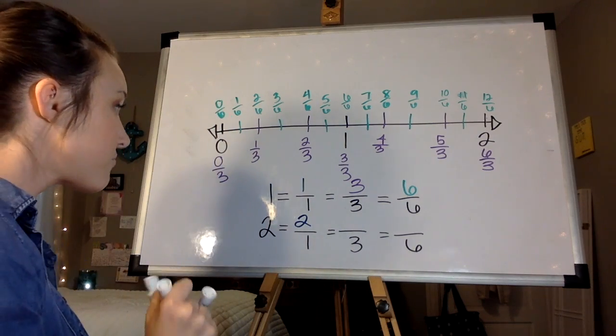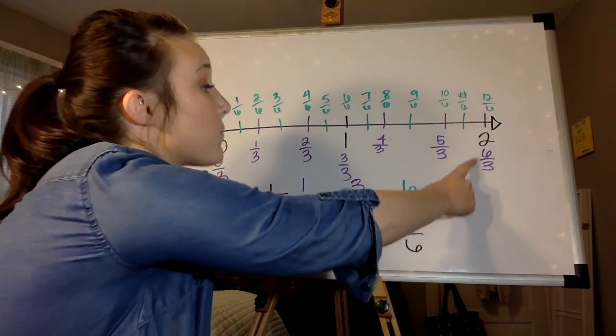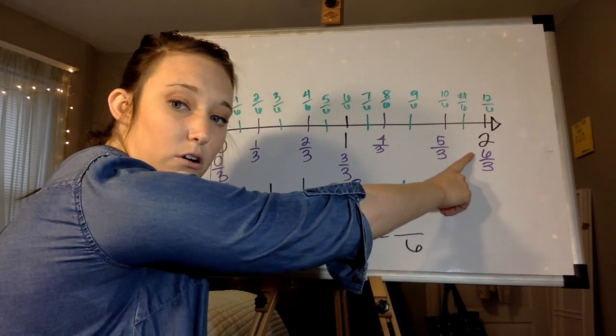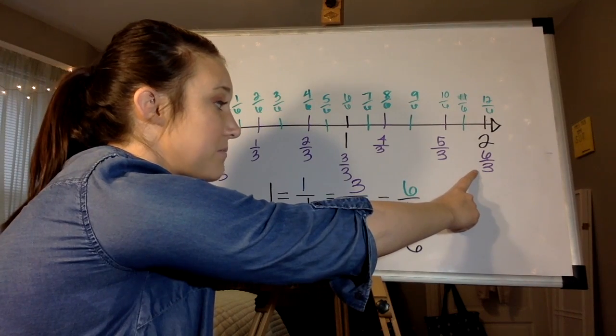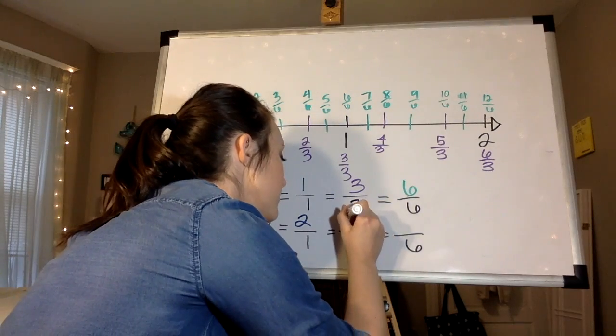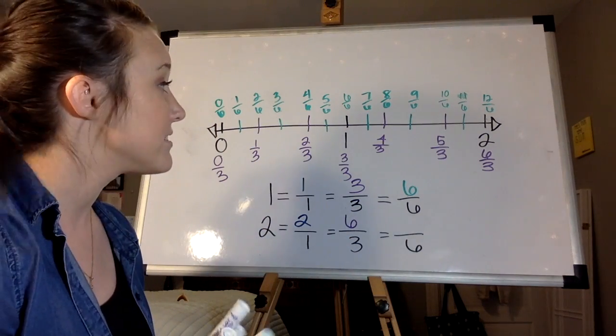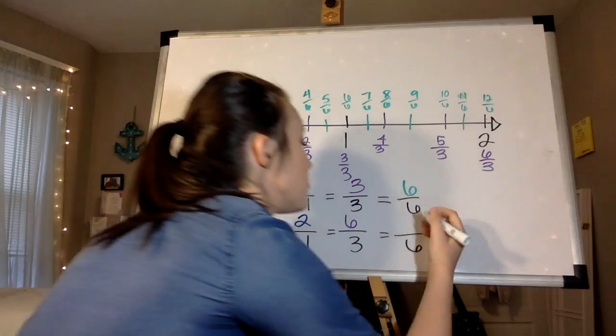All right. Now I'm looking at my thirds again, so I have to go over to where I have 2 equal wholes divided into my thirds, which is equivalent to 6 thirds. And then looking at the same thing for my sixths, it is equivalent to 12/6.